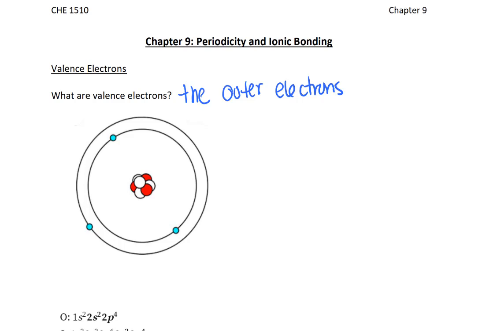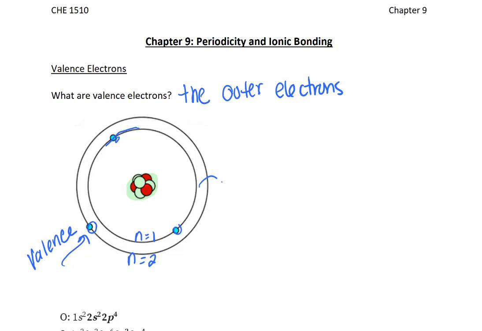So in this picture here, I have my nucleus in the center consisting of protons and neutrons. This is a Bohr model of an atom, so I have energy level 1 here that has 2 electrons, and I have energy level 2 here. In this case, I have 1 electron in my energy level 2, and this would be my valence electron. There's only 1 valence electron in this example.